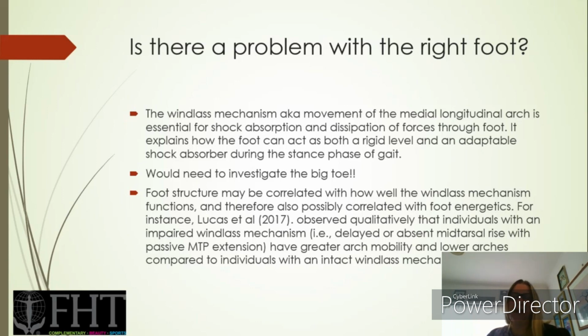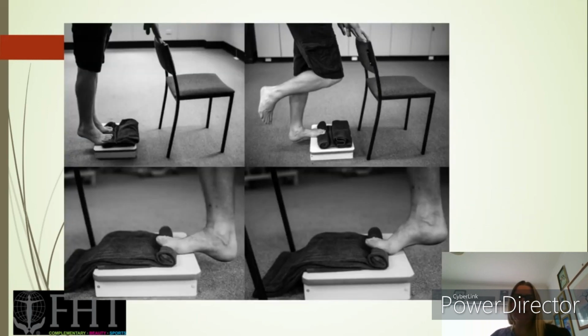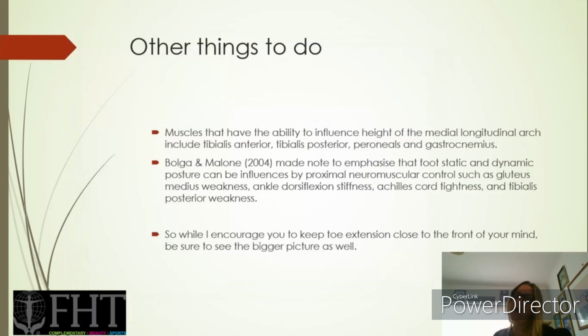And do we need to correct this to help performance and to reduce injury risk? Here are some really simple exercises that we could do with the patient to improve the windlass mechanism. It is just working with the big toe and getting that movement in there, maybe reducing the stiffness and increasing ROM to help change the gait patterning. Other things to do and other things to look at: I wouldn't just concentrate on the toe.